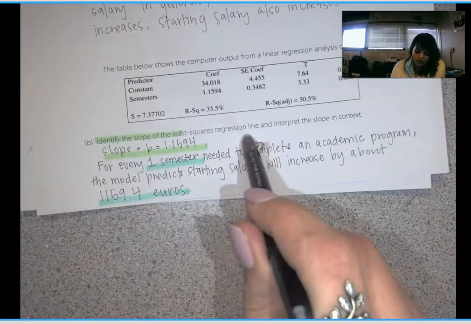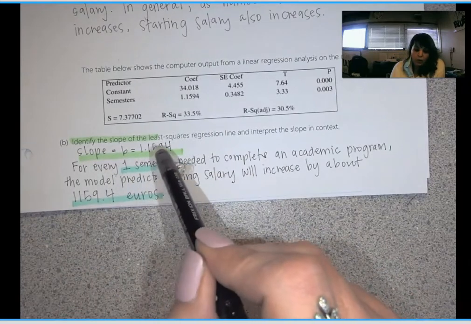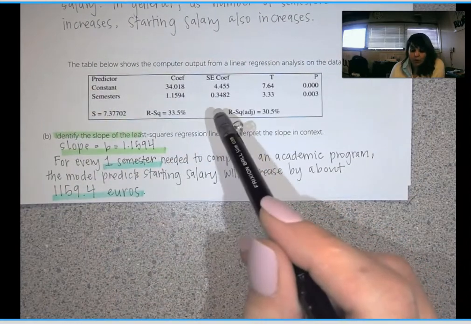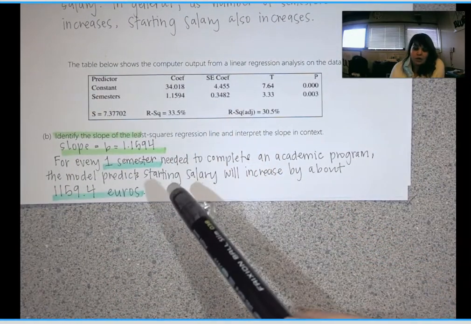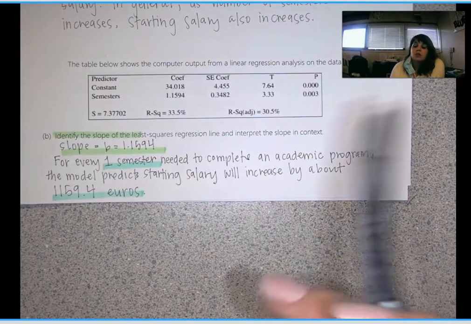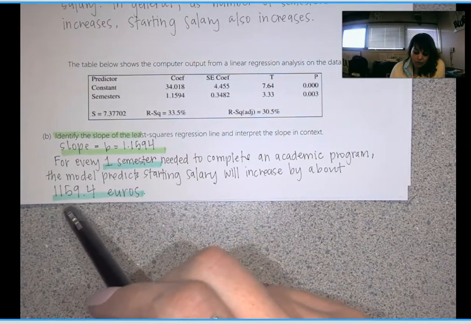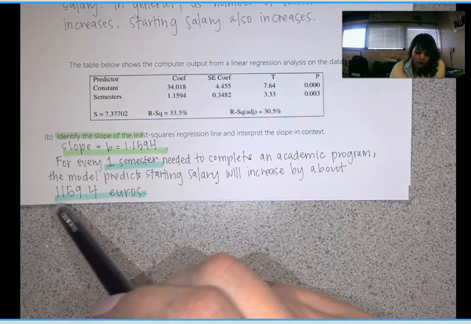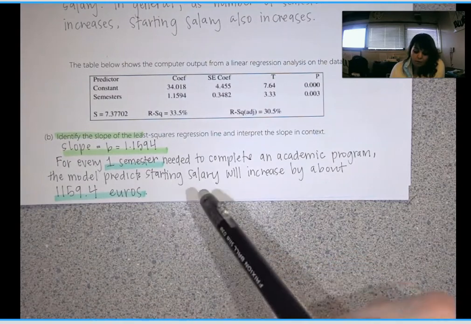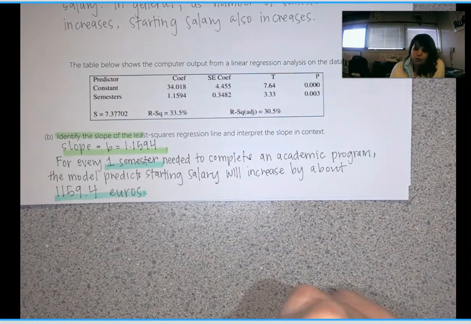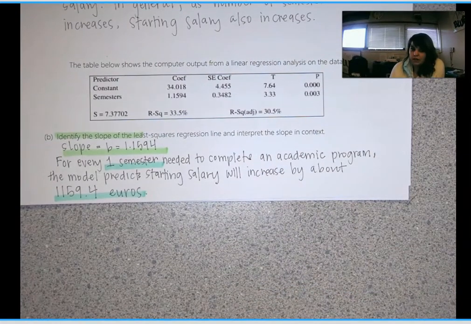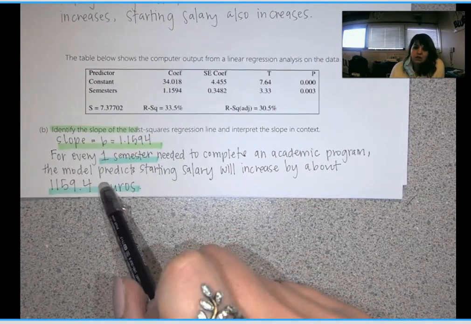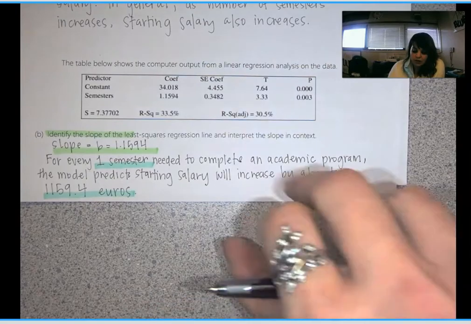So you want to be careful that you didn't say 1.1594 euros, because it's not 1.15 euros. It's 1,159 euros. So make sure that you either wrote 1159.4 euros or 1.1594 thousand euros. Hopefully that is clear. You needed to clearly indicate for every one semester and have the accurate amount of euros. That's why those are highlighted.